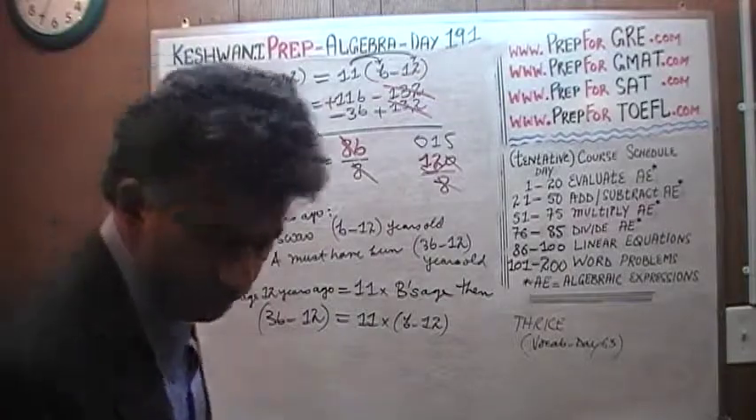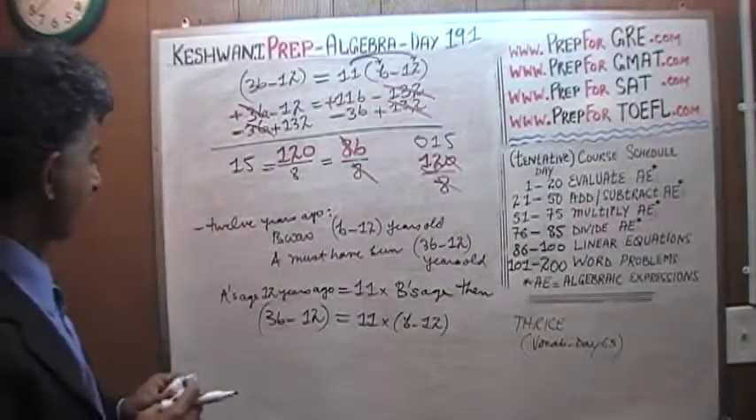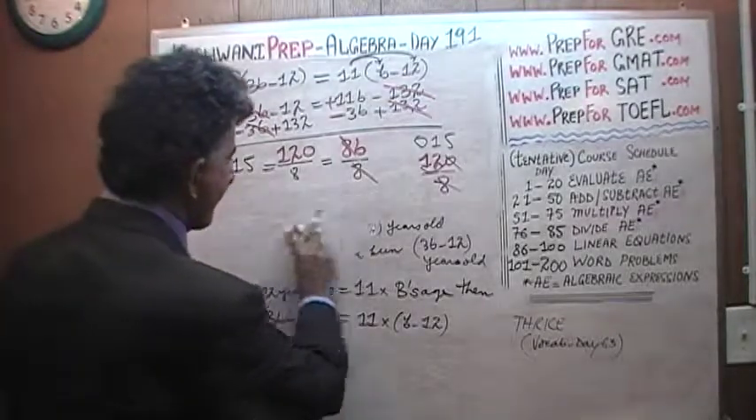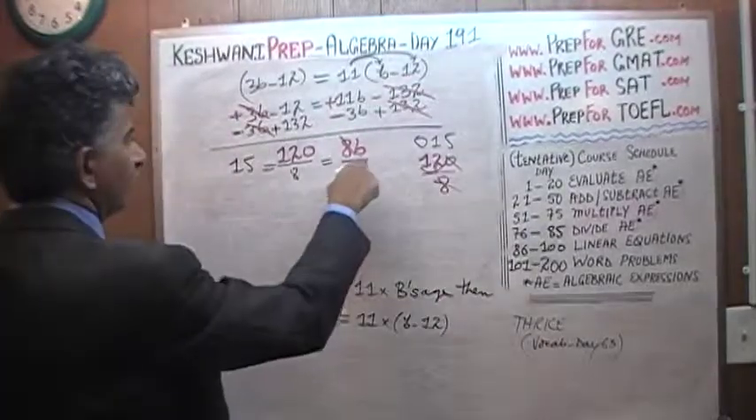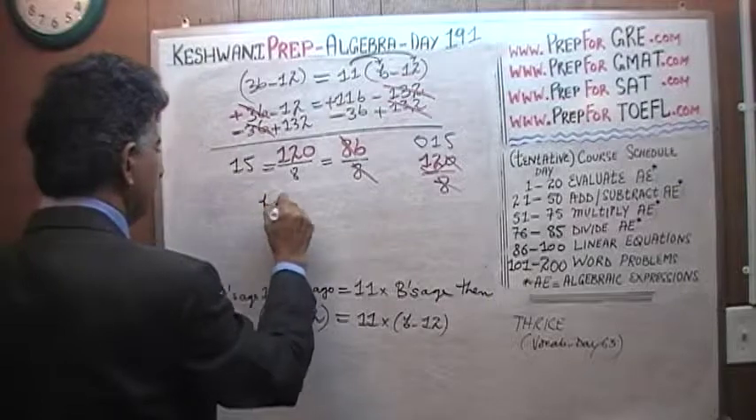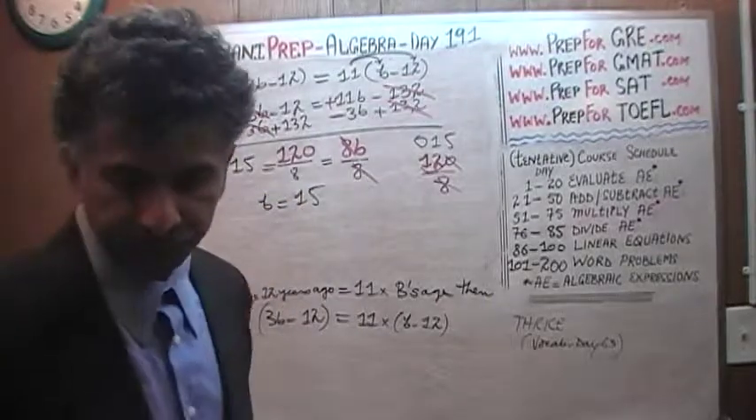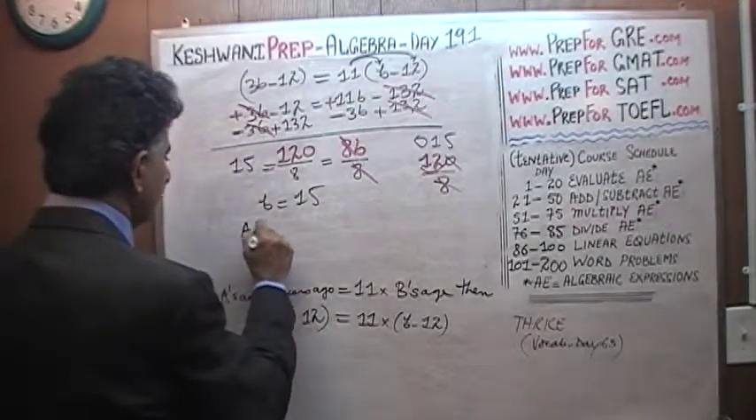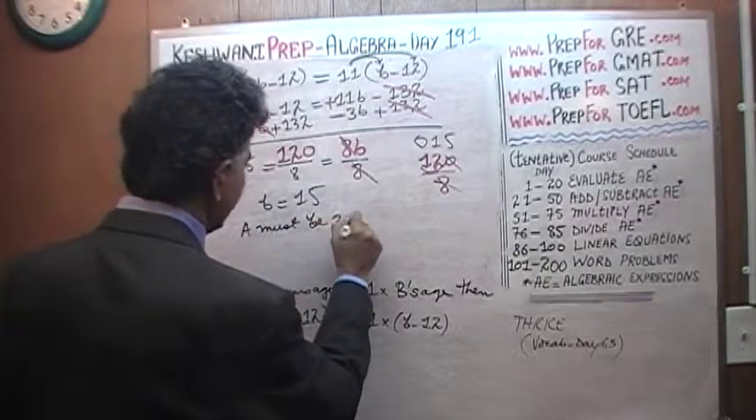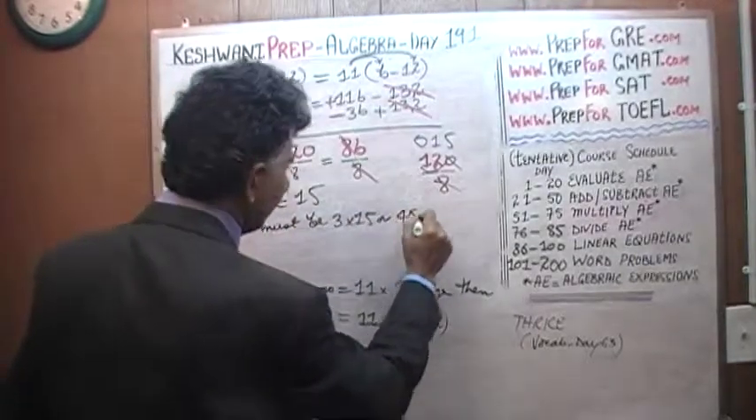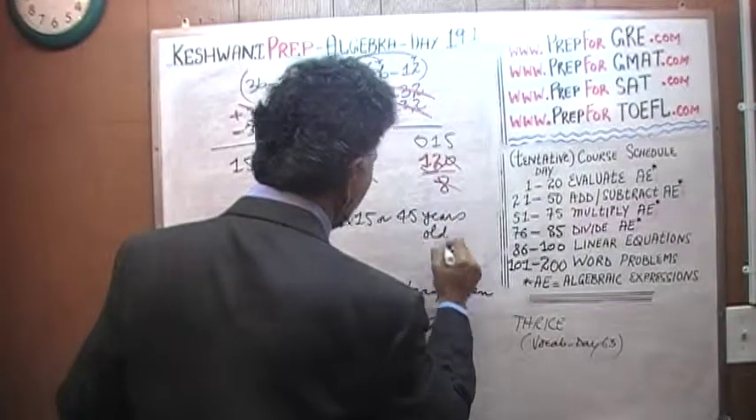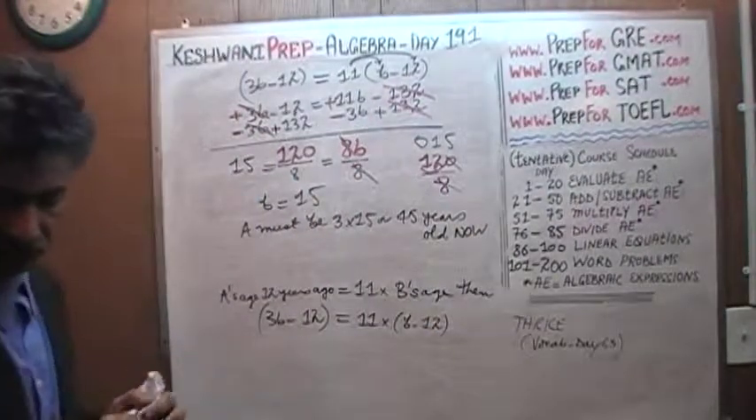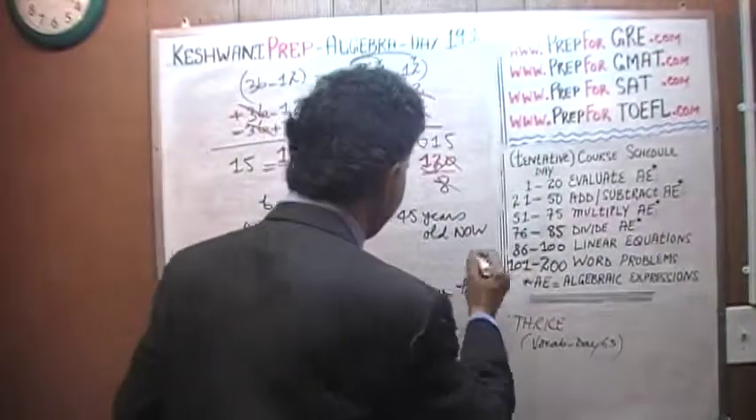So let's continue. I need the room, so I'll need to erase it. So this tells us that B is 15. What did the question say about A? Oh, we were told in the beginning that A is thrice as old as B. That makes it easy. So A must be 3 times 15 or 45 years old. When? Now. A must be 45 years old now.